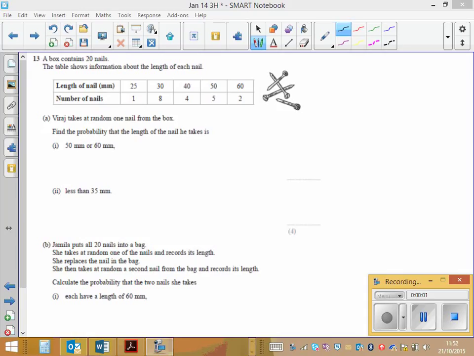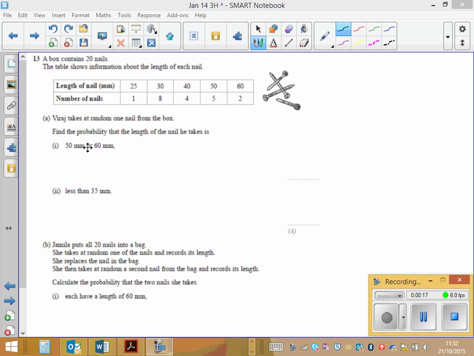We have a question about nails. Somebody has 20 nails and the table gives information about the length of each nail. So first of all, this person, Viraj, takes one nail from the box. What's the probability that the length of the nail he takes is 50 millimeters or 60 millimeters?